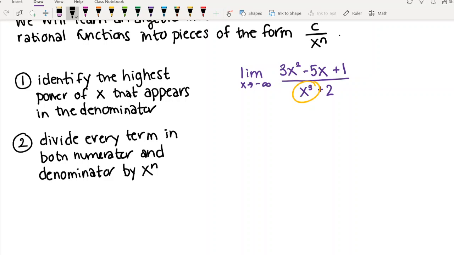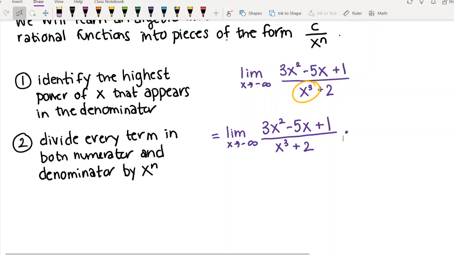So why are you allowed to do that? Well, dividing everything by x to the n is the same as multiplying the numerator and the denominator both by 1 over x to the n. So I'll write that out. We have the limit as x approaches negative infinity of 3x squared minus 5x plus 1 over x cubed plus 2. You don't have to write this step out, but I'm writing it to emphasize what's going on. We're multiplying both the numerator and denominator by 1 over x cubed. And you're allowed to do that, right? Anytime you have a fraction, you're allowed to multiply the numerator and the denominator by the same thing.